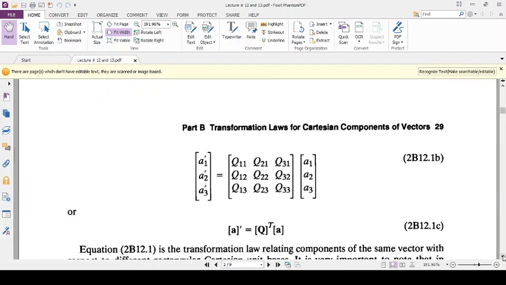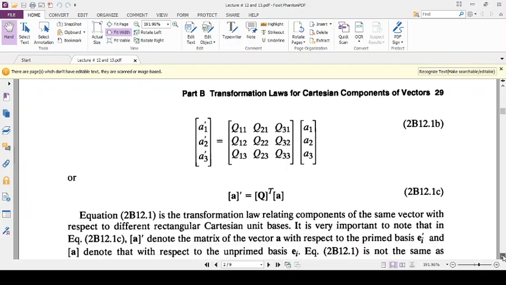So this 2b12.1b is the matrix form of the previous equation. So we can write 2b12.1c from 2b12.1b, that you can see that this is only the transpose of your transformation matrix Q, which you have already obtained in your previous lecture.